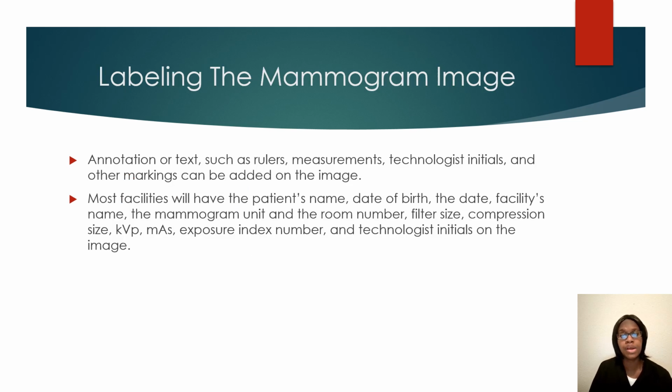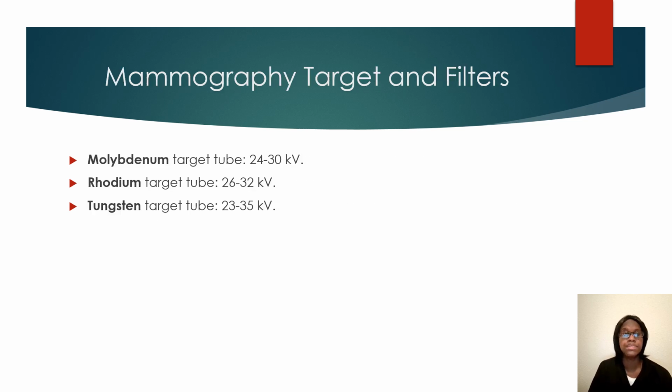Whenever you do label the mammogram image, make sure that you have your annotation or text, such as your initials on the image. You will see it off to the side. You can also use rulers or measurements to measure if a mass is in the breast, how many centimeters from the nipple it is. So it will also state that. Most facilities have the patient's name, date of birth, the date, facility name, what room that mammogram image was taken in, how much compression was applied, the KVP, the mAs, the exposure index, your initials, all of that is on the mammogram image.